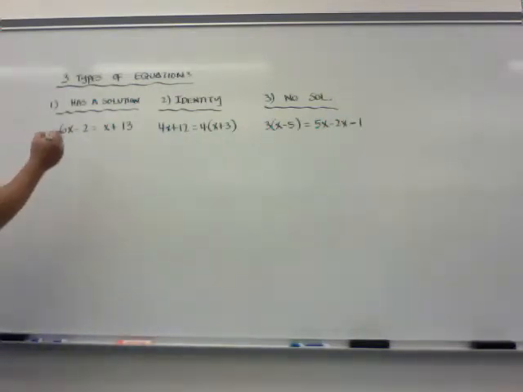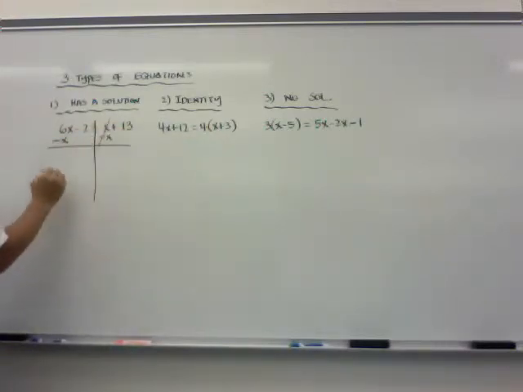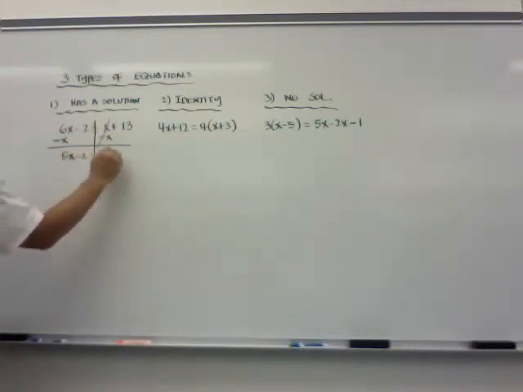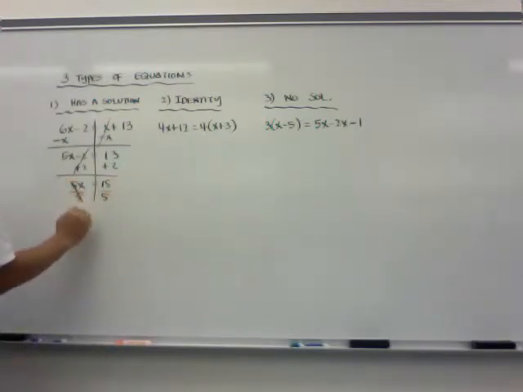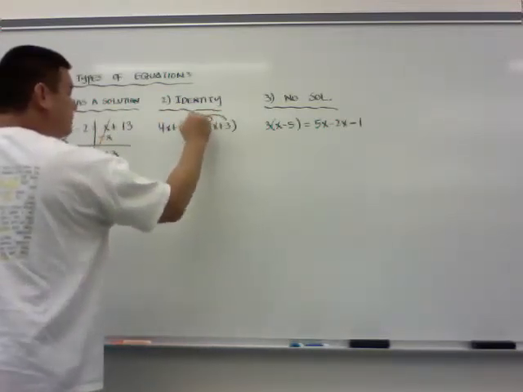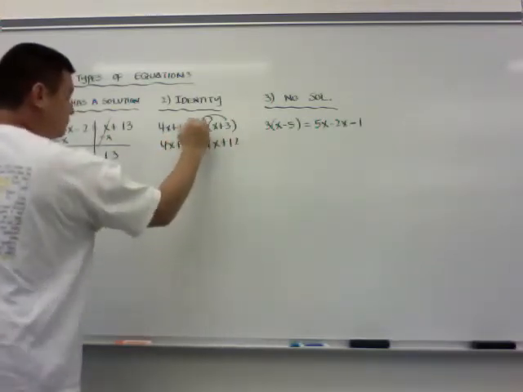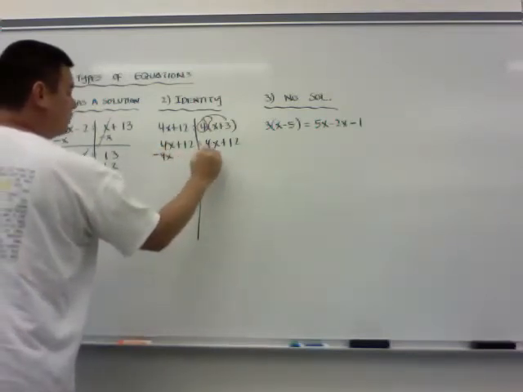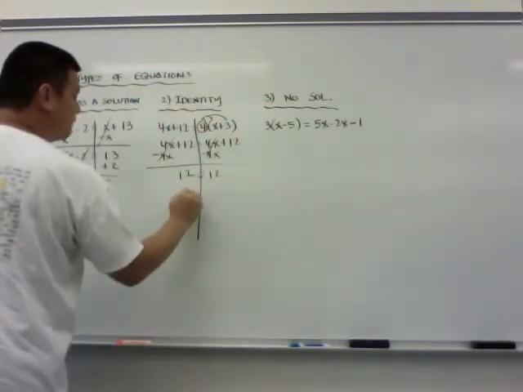Okay, so in this case, real quick, if I subtract x from both sides to get rid of that 0, I get 5x minus 2 is equal to 13. If I add 2 to both sides, I get 5x is equal to 15. Divide by 5, and x is equal to 3. There's my solution. Whereas this one, if I distribute, I get 4x plus 12 is equal to 4x plus 12. If I subtract 4x from both sides, I get 12 is equal to 12. There's my identity.